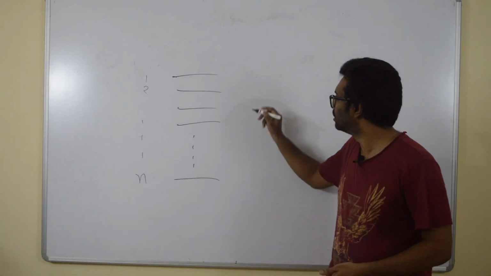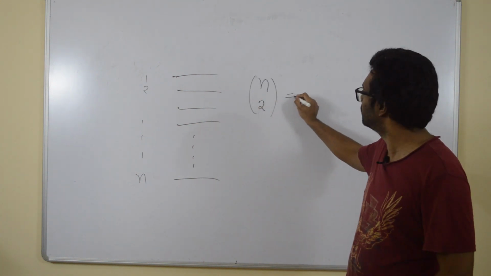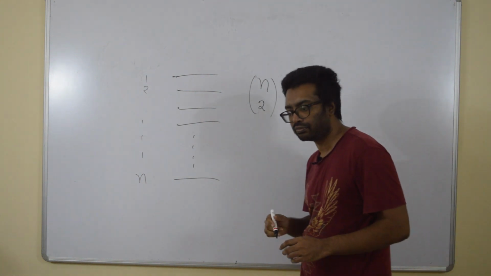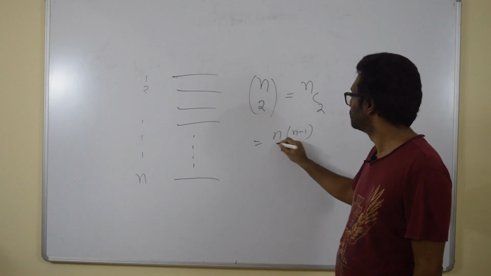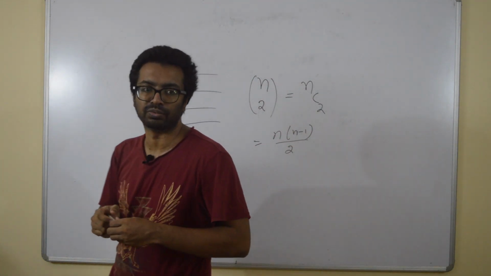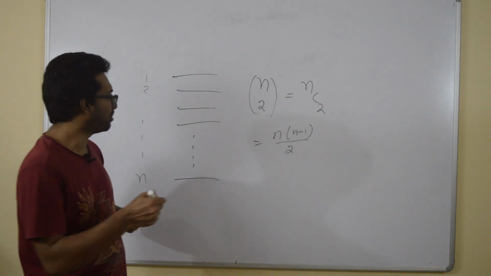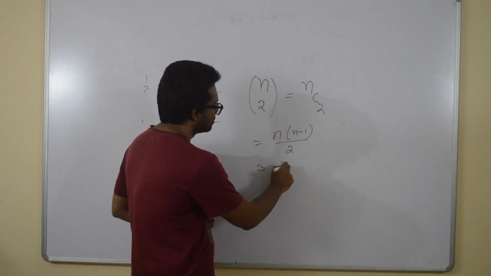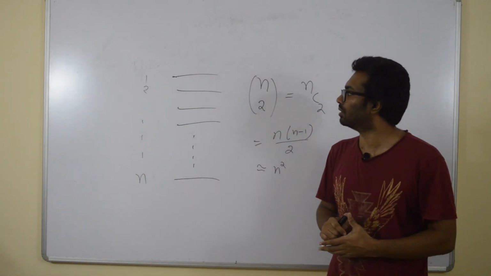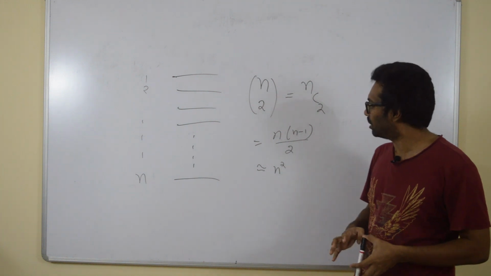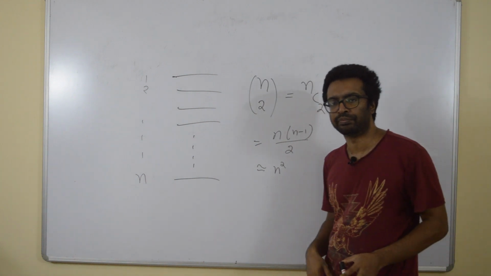The answer is n choose 2. Maybe you have seen it written like this or like this, right? And what is n choose 2? It is n into n minus 1 by 2. So these many interactions are possible. This is approximately n square. If there are n lines, this is a little bit less than n square by 2, but I am going to call it n square.